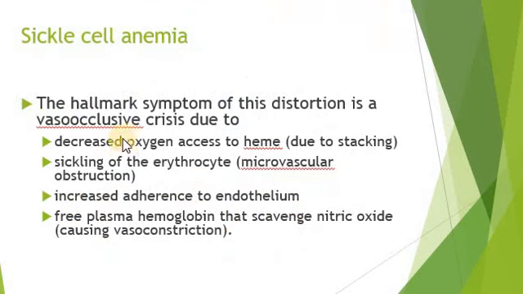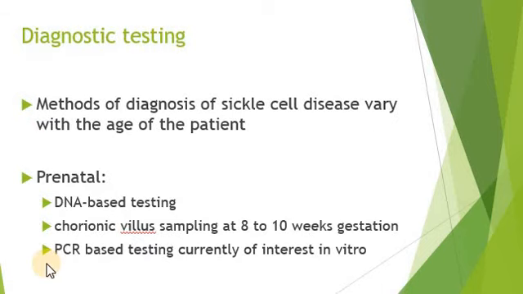The most problematic condition of sickle cell anemia is the distortion and the vaso-occlusive crisis: decreased oxygen access to the heme, sickling of the erythrocyte that leads to microvascular obstruction, increased adherence to the endothelium, and free plasma hemoglobin that scavenges nitric oxide, also causing vasoconstriction. How is it diagnosed?